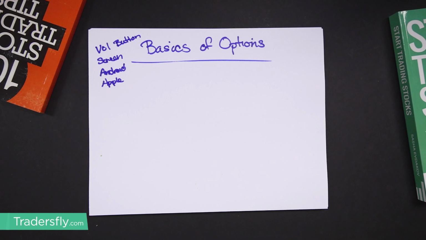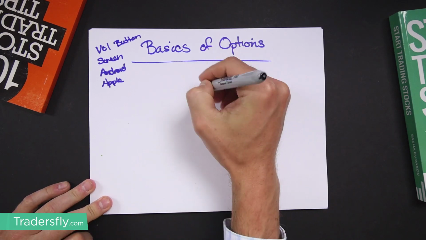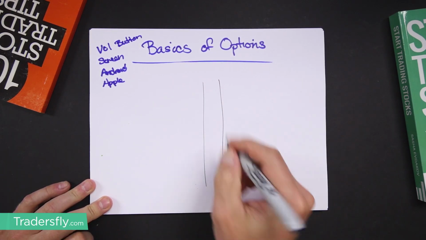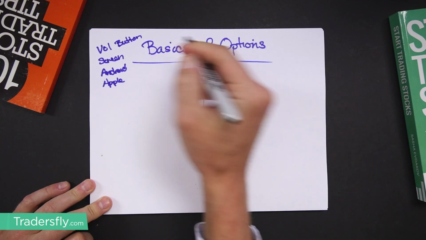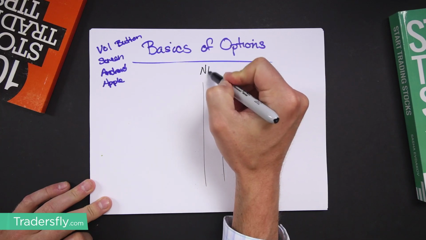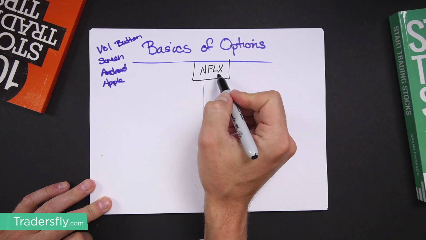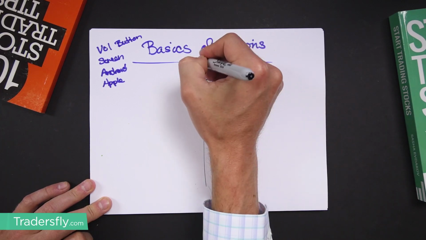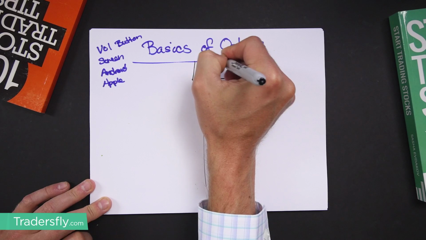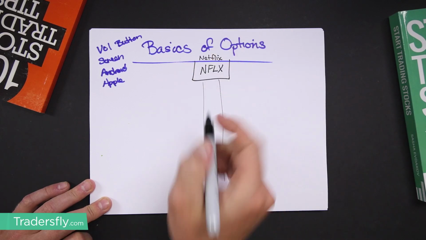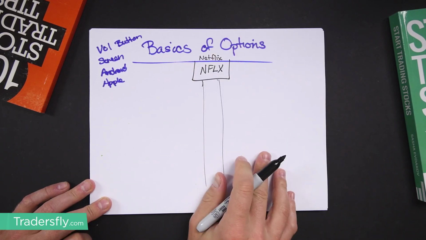So let's look at the discussion when we look at the basics of options. How do we talk about this? Well, let me just do a trade grid just like you would see it. First off, you have to know the stock you're talking about. In our example, we're going to do Netflix. This is a ticker symbol, NFLX. You can also write it out, call it Netflix.